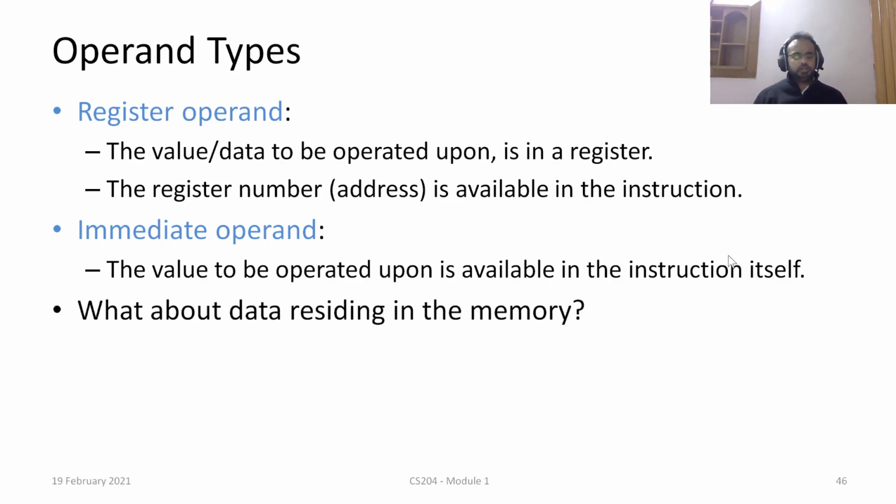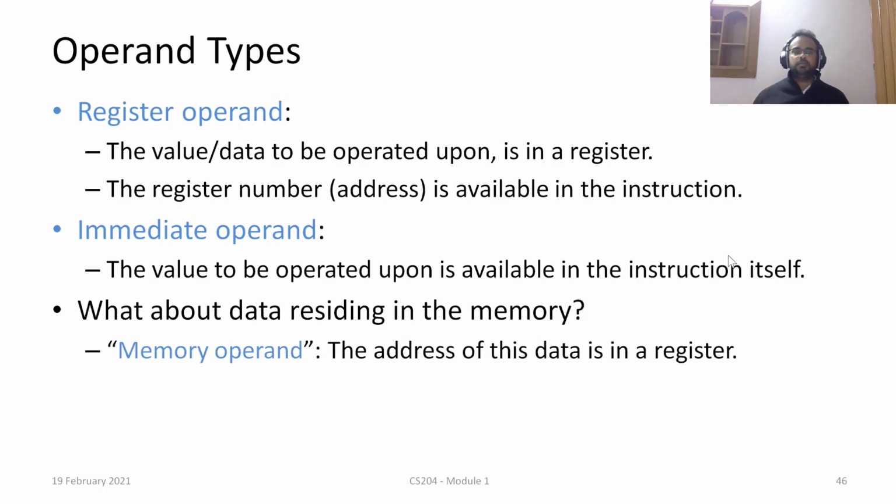Now, what about the data that is not currently available in the registers? What to do with them? Because the number of registers is very small, 32 to be very precise, and x0 is always 0. Effectively, we have only 31 registers, and let's say you want to work with an array of 100 elements. Now, at any given moment, only 31 of them are available in the registers. So in that case, what to do? To support those kinds of scenarios, RISC-V provides us with the third type of operands called memory operands.